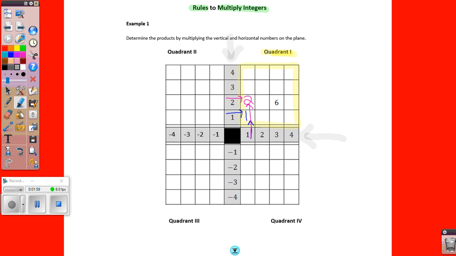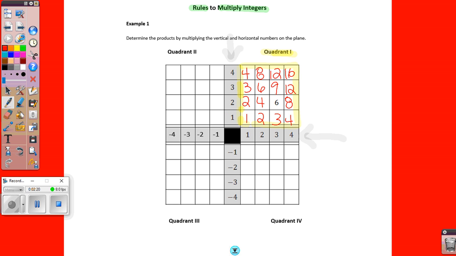So I'm going to have you pause the video so that you can fill out the rest of quadrant 1 because you're not going to need my help with that. And that way I can fill out the quadrant and make it look a little bit cleaner for you. So pause the video and finish finding the products of quadrant 1.